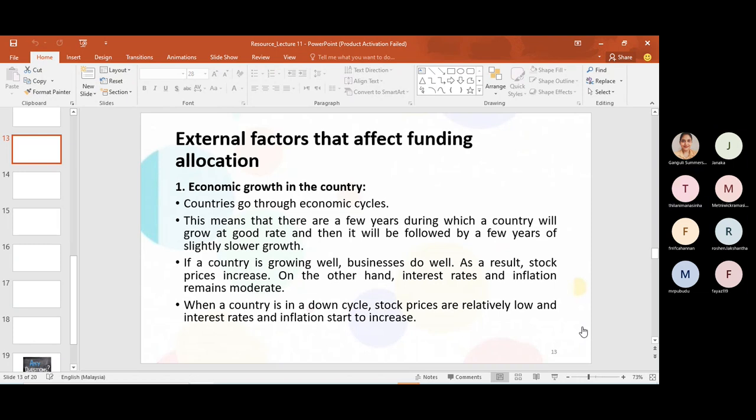No, ma'am. Okay. So then we can start discussing external factors that affect funding allocation. The first external factor we are going to talk about is economic growth in the country.